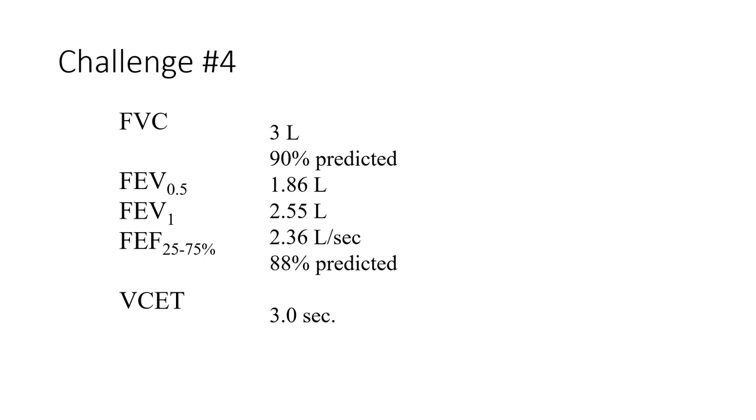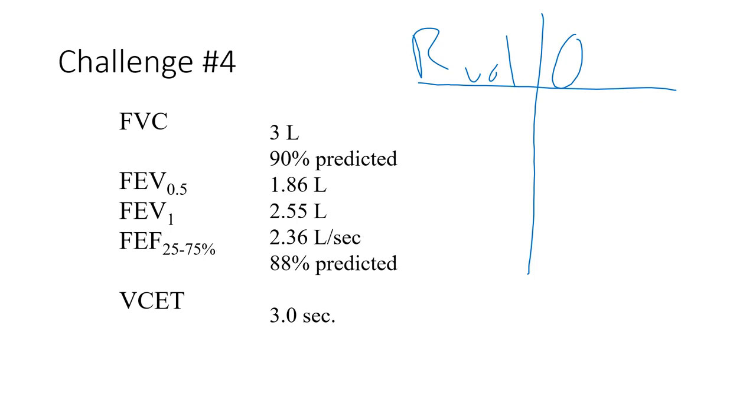All right, let's do a new challenge. New challenge. All right, we got a patient, restrictive to volumes, obstructive to flow, however you want to look at it. So I got a forced vital capacity of 3 liters, which is 90% of predicted. So right now, that's normal, right? They did not do a slow vital on this patient. Shame on them. But so we got that as normal. The FEV1 is at 2.55 liters. It doesn't give me the FEV1%. Okay. FEF 25 to 75% is 88% of predicted. And their exhale time is 3 seconds.